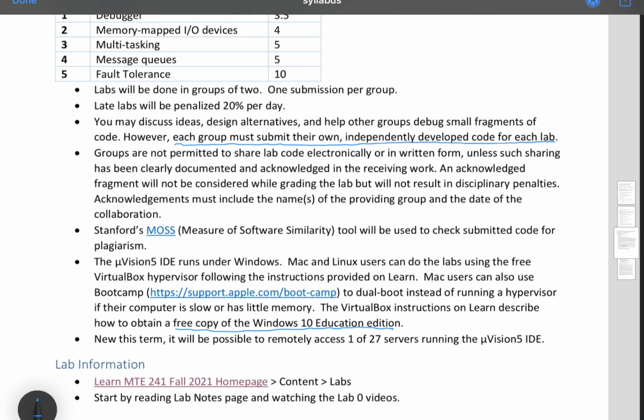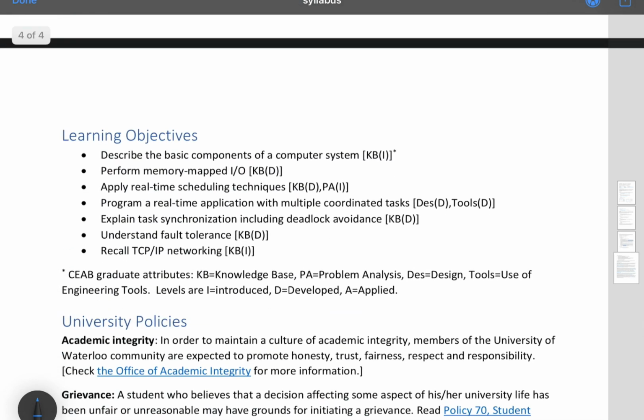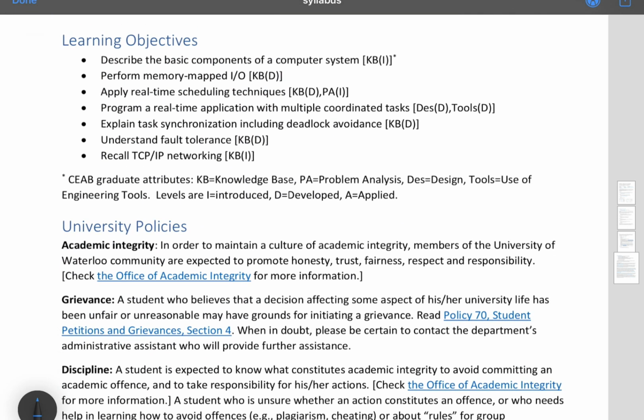You can run your code on one of these servers, and so it's an alternative, I guess, to using the VirtualBox hypervisor, but you'll also be competing with other students for time on the server. So I still recommend, if you're not running Windows, to use VirtualBox. Lab information can be found on Learn, and you should start by looking at the information on Lab 0.